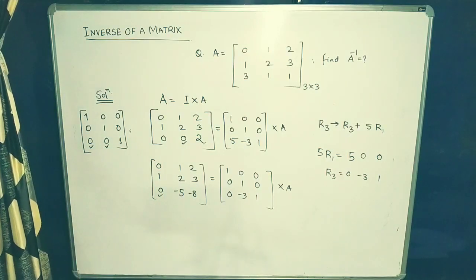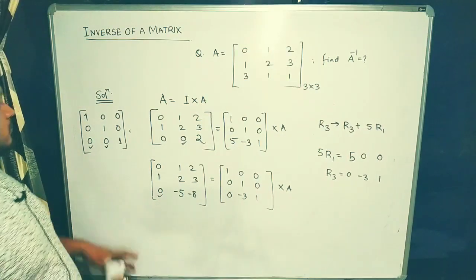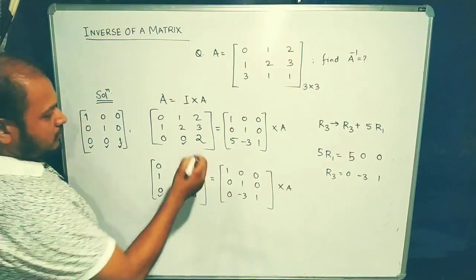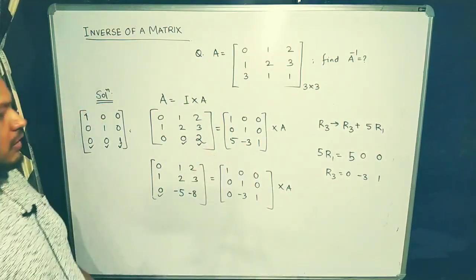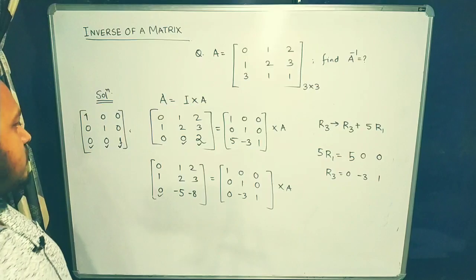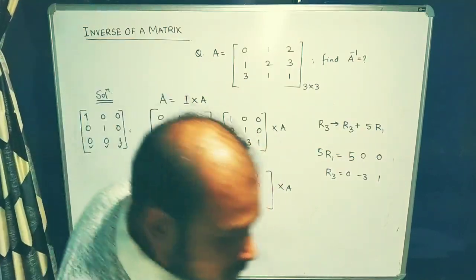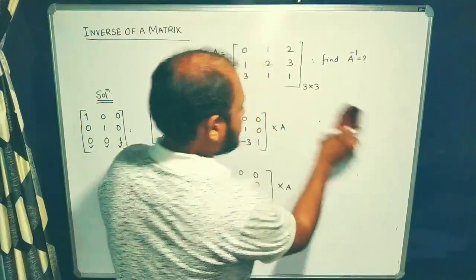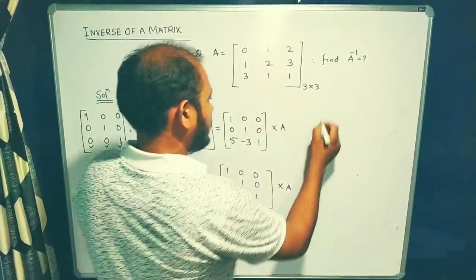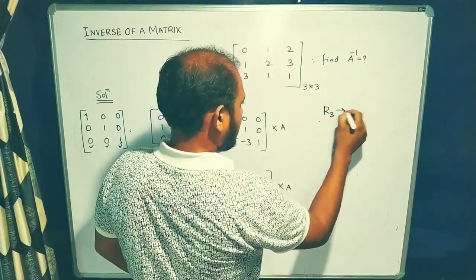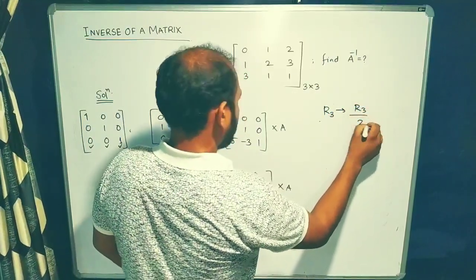So we see that we have successfully attained a 0 at this position as well. The next number that you should target is 1. So looking at this 1, we have 2 here. So how to change this 2 into 1? Yes, by dividing the entire third row by the number 2. So we should use this operation: third row becomes third row divided by 2.